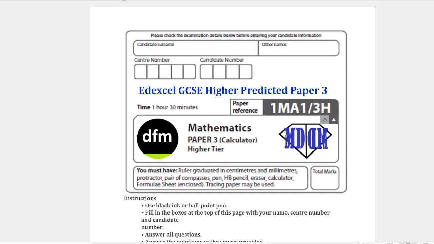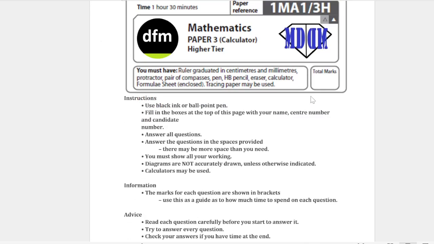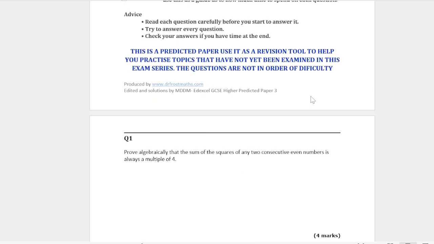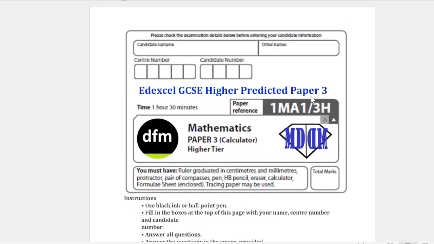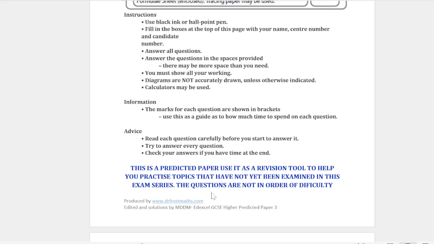Dr. Frost Maths have been right on the money and they've produced a really detailed higher paper 3 prediction paper. It's a massive paper, really nice. I formatted it a bit and put it into more of an exam style. But check their website out if you want to do this online.